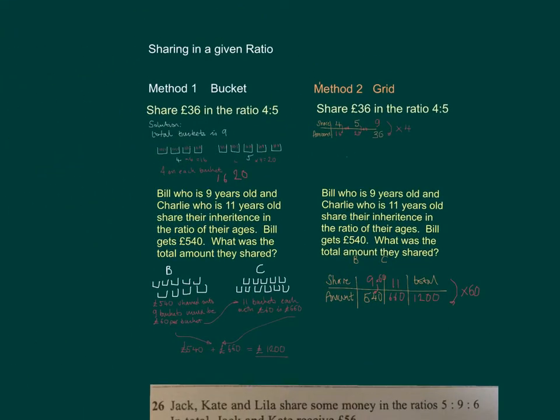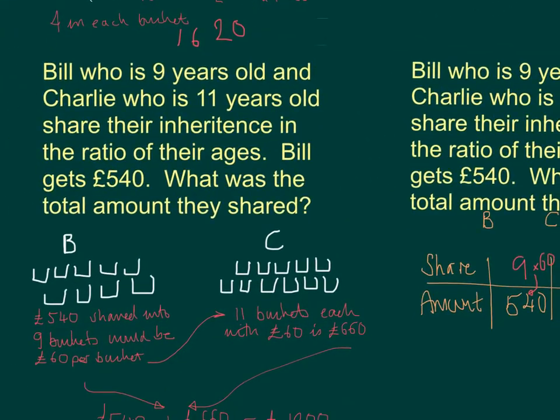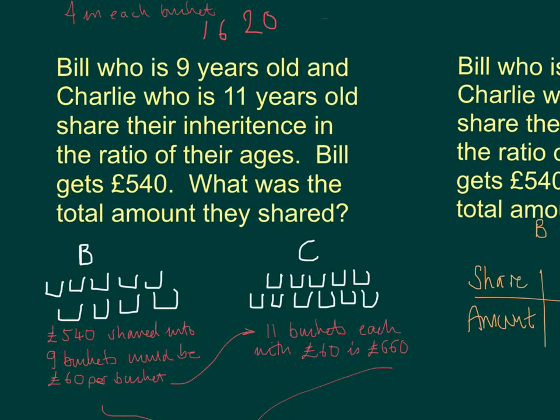Let's now quickly have a look at a question where you're not given the total but given a particular share. I'm going to use the bucket method first of all for this one. Bill, who is 9 years old, and Charlie, who is 11 years old, share their inheritance in the ratio of their ages. So the ratio is going to be 9 to 11. Bill gets £540. What was the total amount they shared?